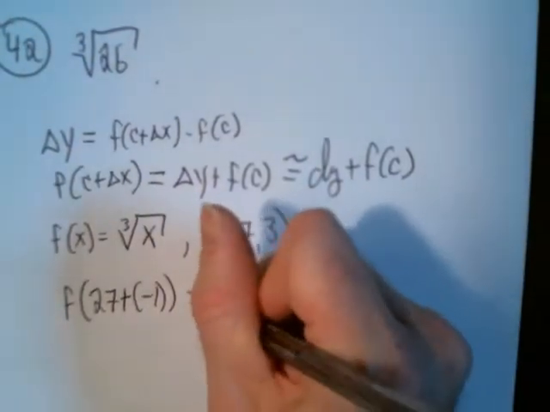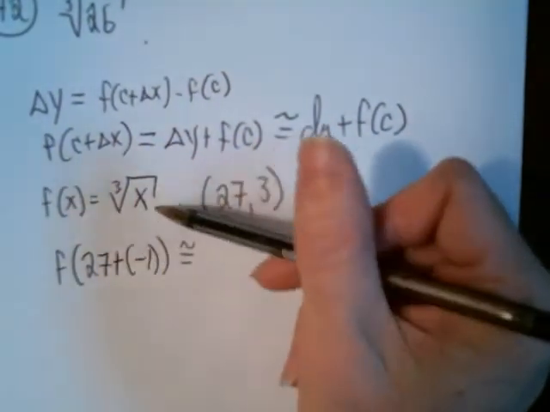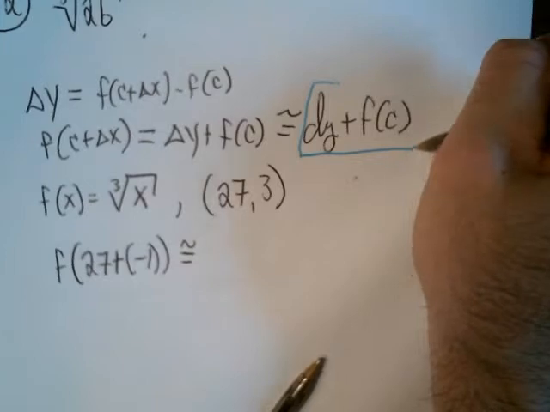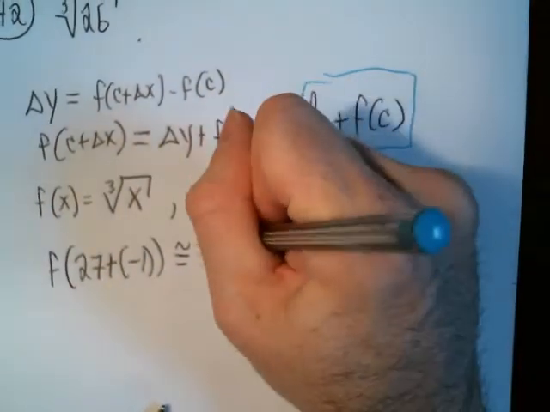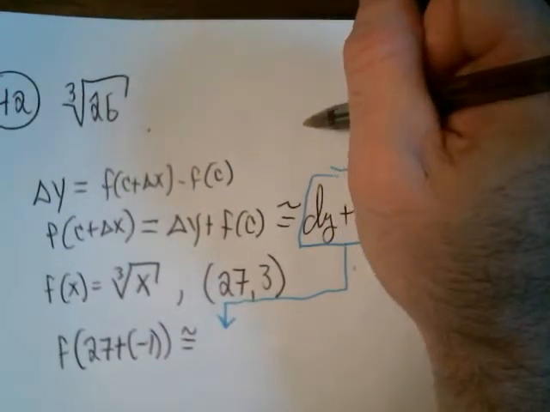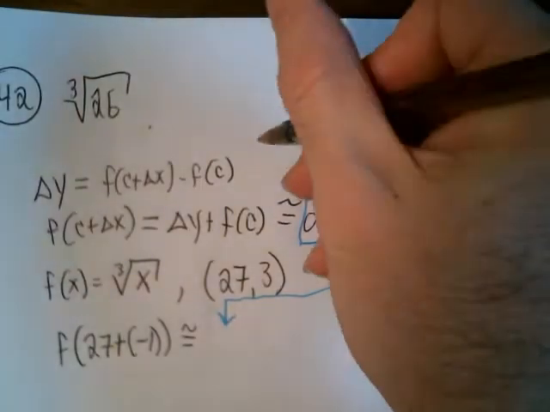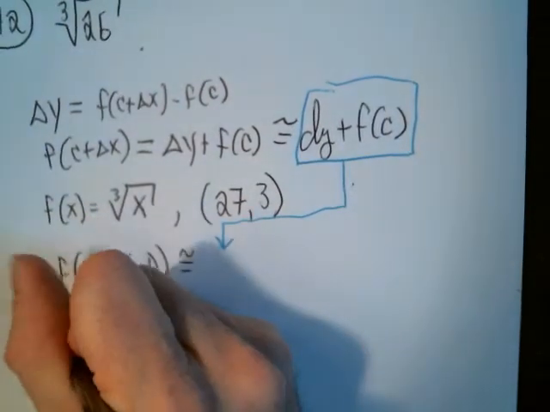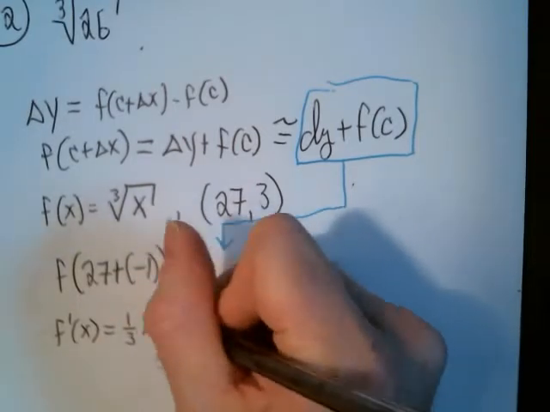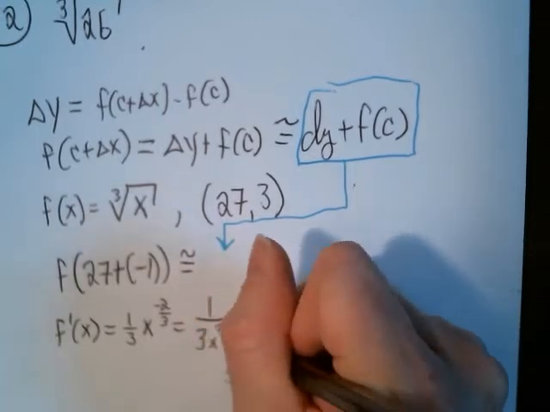This will then be approximately equal to the differential of y, so I'm going to need the derivative of f of x. I'm going from this formula here, so I need to put this material in right here. The dy part from before is f prime of x dx. So I need f prime of x to accomplish this. F prime of x, use the power rule, bring down the 1/3. You'll have x to the 1/3 minus 3/3 is -2/3, which is 1 all over 3x to the 2/3.